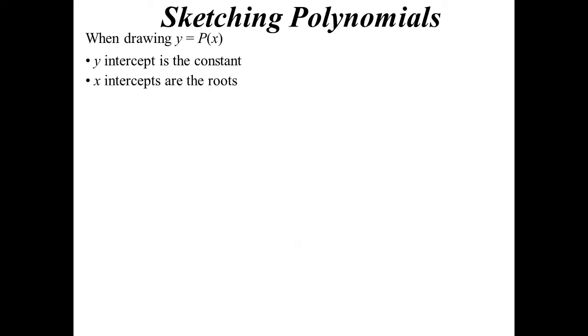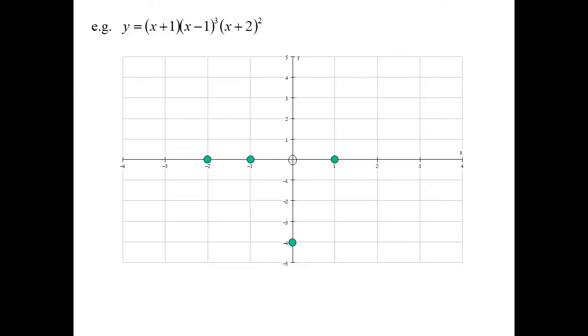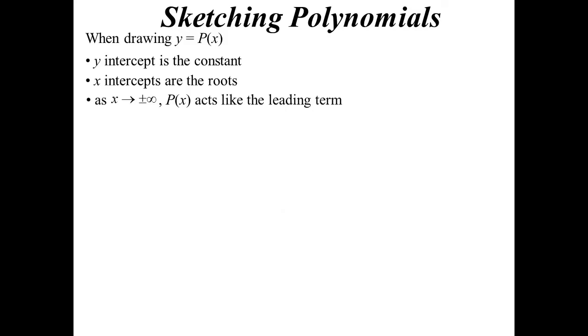We know the x-intercepts are the roots, because this is factorised for us already, makes life easy. So we know we have one at negative 1, positive 1, and negative 2. As x approaches plus or minus infinity, so out at the extremities, a polynomial will always act like the leading term, because infinity is such a large number that just one more power makes all the other ones irrelevant. They're too small compared to the leading term.